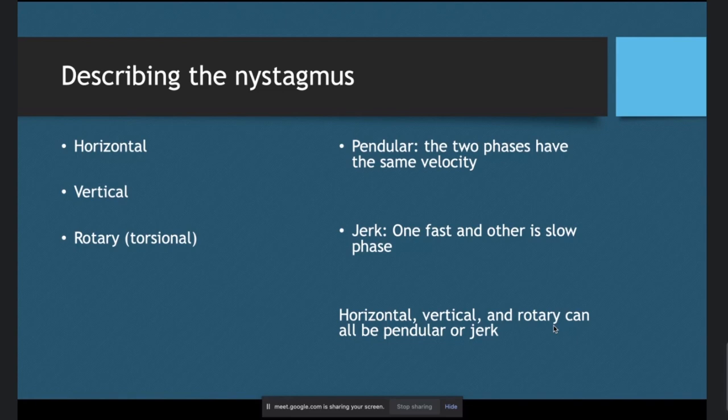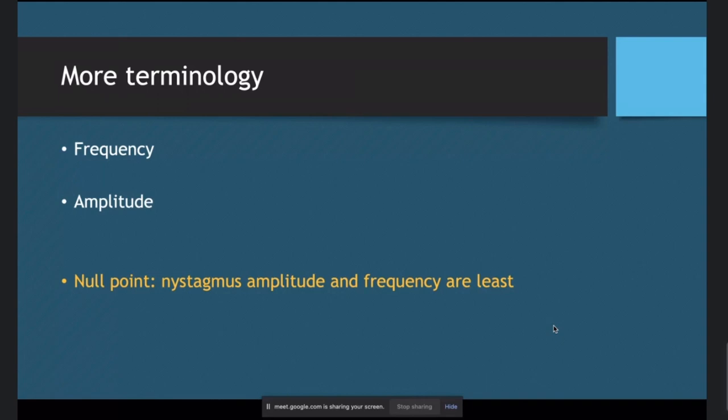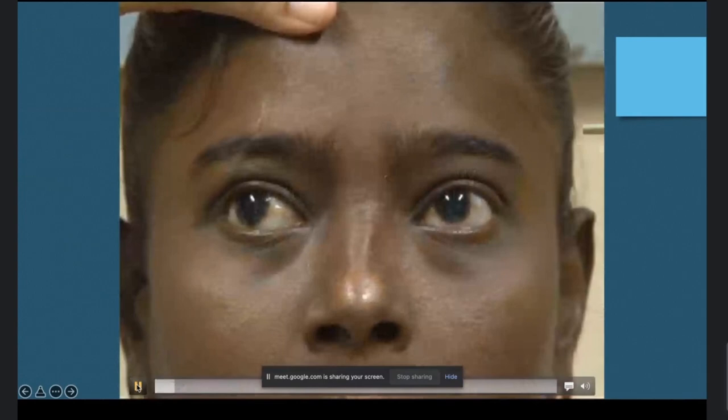One more terminology I'm going to introduce before we see some examples. We also need to understand what is frequency and amplitude. The frequency is the number of beats per second, and amplitude is how large the excursion is. Now, you all must have come across this term called null point, and it means that the nystagmus amplitude and frequency are least at this point. That is a null point. So let us look at this nystagmus. Another example.